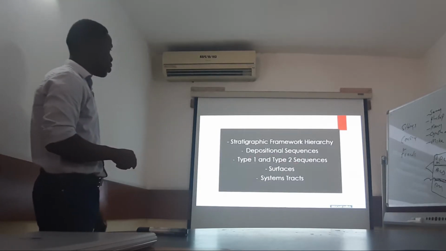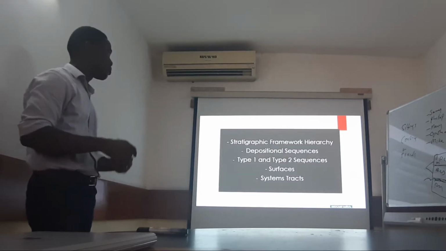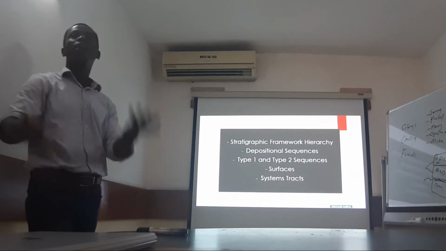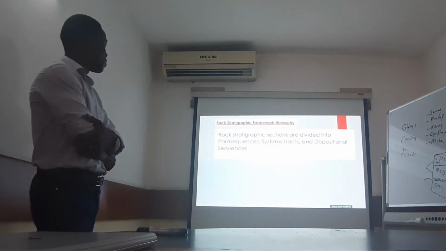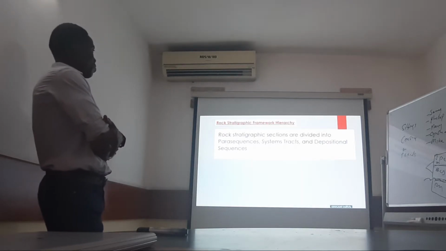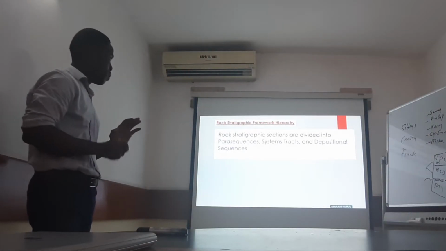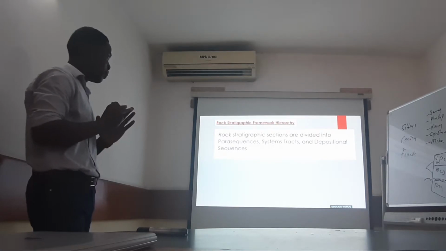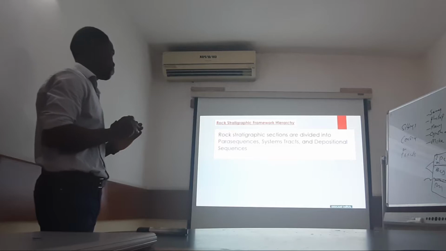And then when that picture is clear, we can now start talking about every other thing: the depositional sequences, types of sequences, surfaces and system tracts. And then we can build up from there. Okay? So this is the first slide. First thing to note is that rock stratigraphic sections are divided into sequences, system tracts, and depositional sequences. That's as simple as it is.